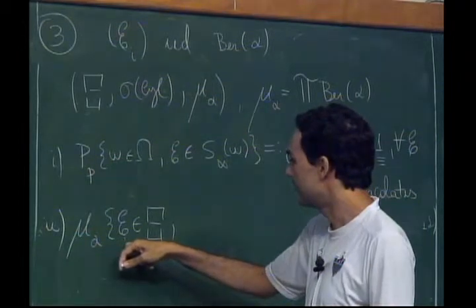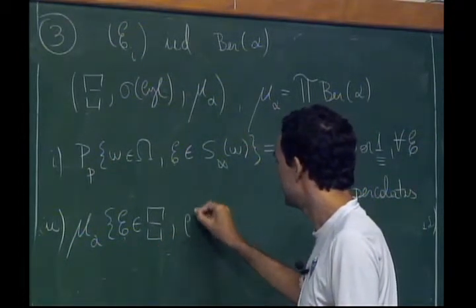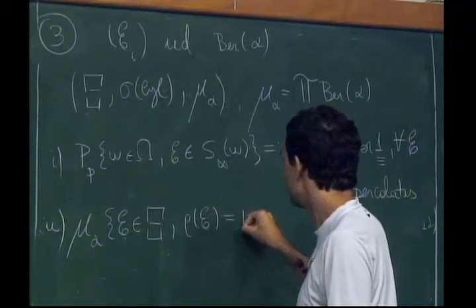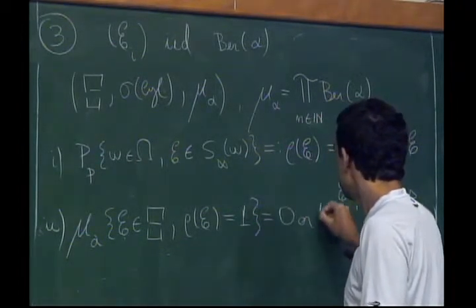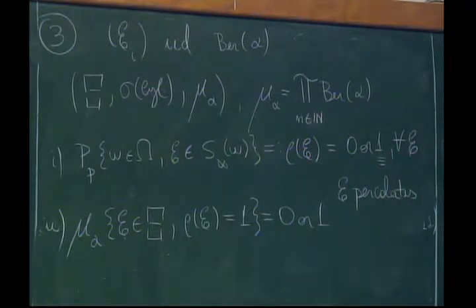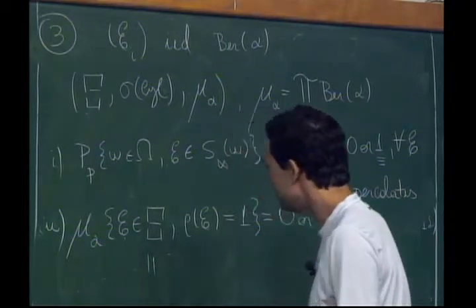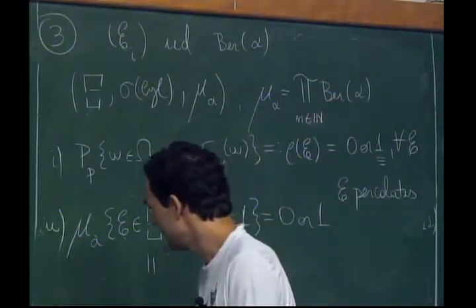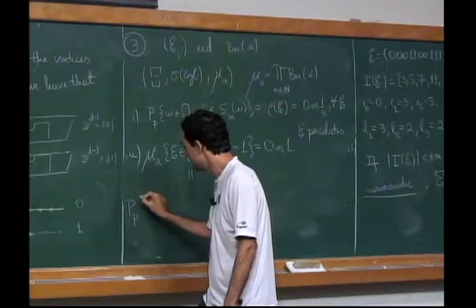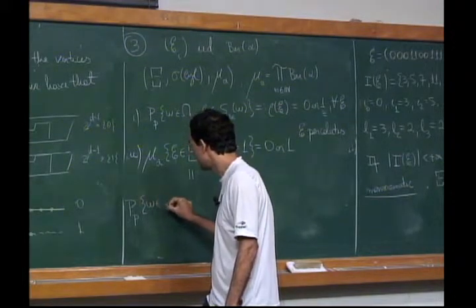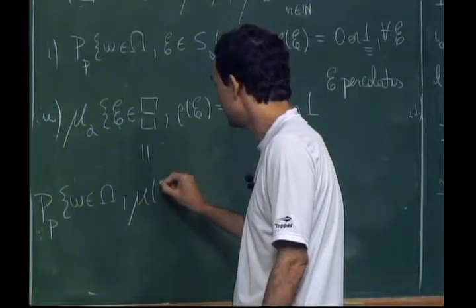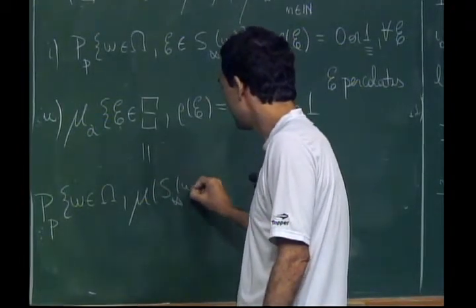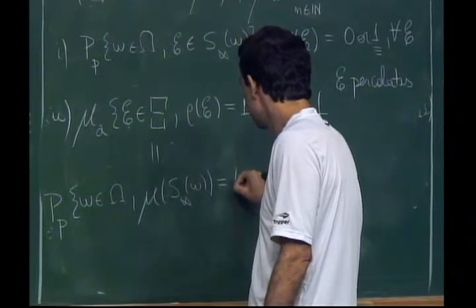The measure of the set of the words such that xi percolates, this probability is also 0 or 1. By Fubini theorem, this is equal to the probability of the set of configurations such that the measure of the set of the words that are seen is 1.